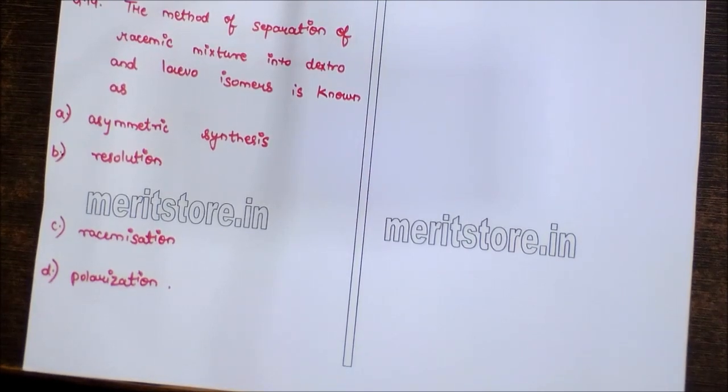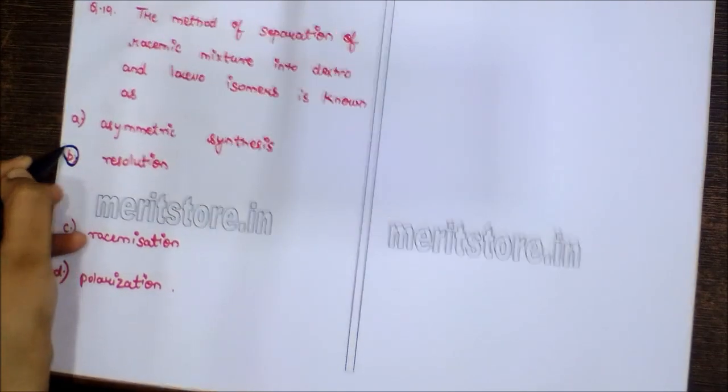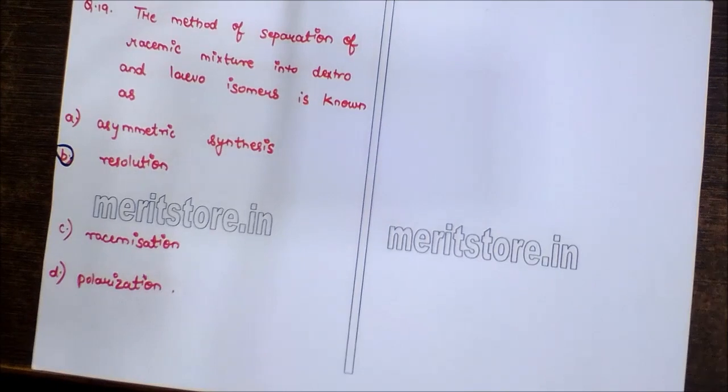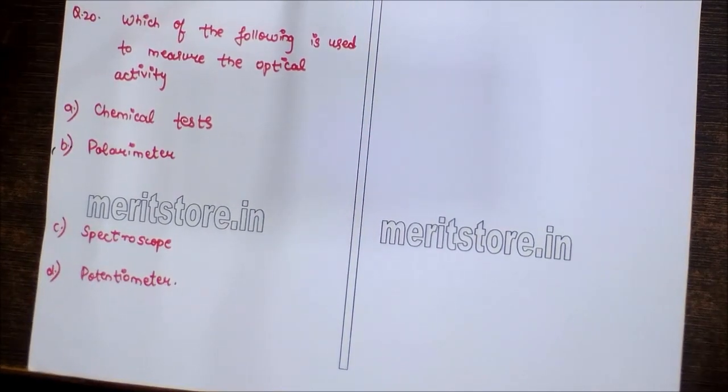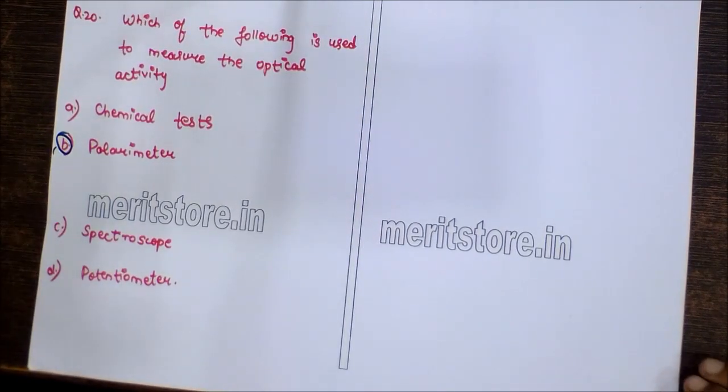Question 19. The method of separation of racemic mixture into dextro and levo isomers is known as: A. Asymmetric synthesis, B. Resolution, C. Racemization, D. Polarization. Option B is the correct option, resolution. Question 20. Which of the following is used to measure optical activity? A. Chemical tests, B. Polarimeter, C. Spectroscope, D. Potentiometer. Option B, polarimeter, is my correct answer.